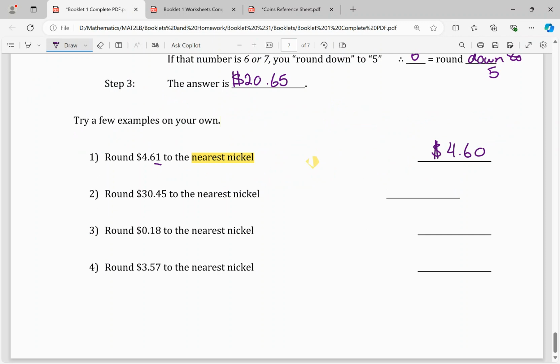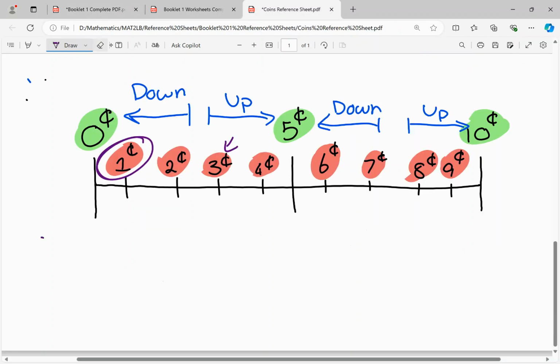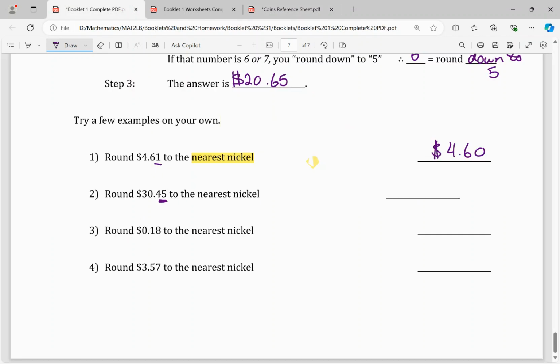The next question, round $30.45 to the nearest nickel. This ends in a 5. We go to our diagram. We take a look. Well, 5 is already an acceptable number. That's green. We're good to go. We don't need to change that. So I just leave it as $30.45.